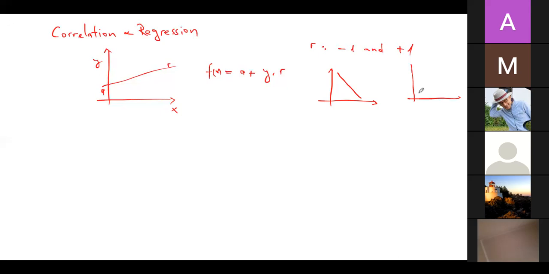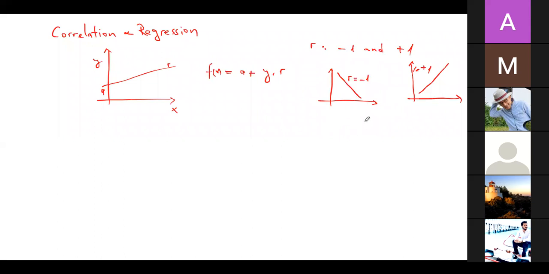Or if you have a +1, +1 is what? This one is +1. 45 degrees. 45 degrees, perpendicular to the line. Okay, this is +1. R of +1, R of -1. Okay, and it can have any value in between.